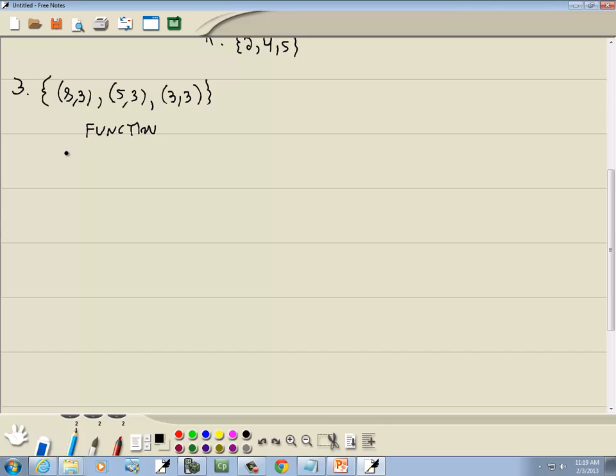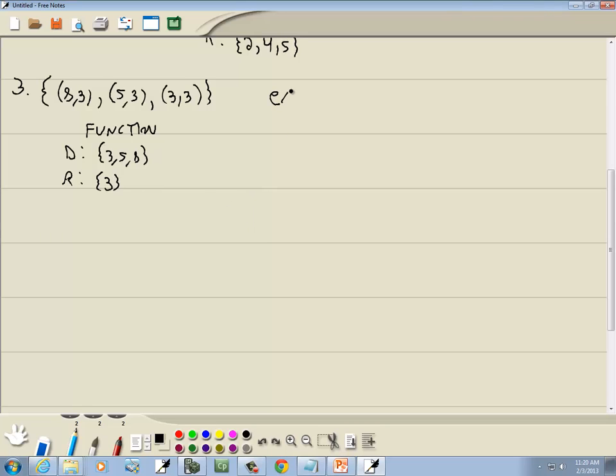And for our domain, write them from smallest to largest, the x values, not repeating any. So I got 3, 5, 8. And for my range, I'll write down my y values, smallest, largest, not repeating any. I got 3, 3, 3, so I got 3 as my range.